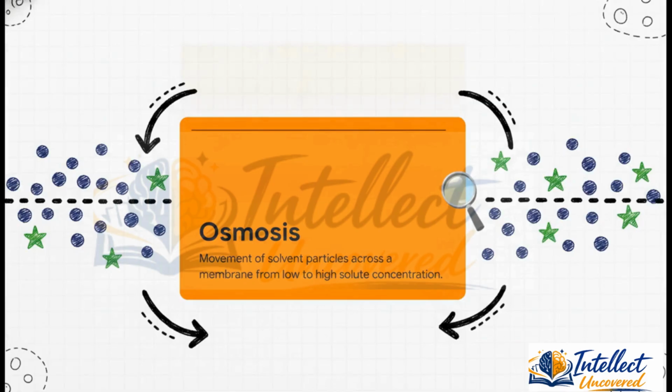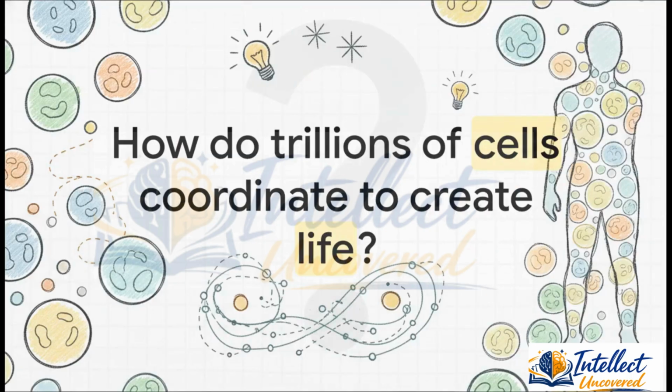Now, one highly specific and super crucial type of transport is osmosis. This is the movement of solvent particles, like water, across a semi-permeable membrane from a region of low solute concentration to a higher one. And this isn't just some dry textbook term. This is the vital, continuous mechanism that's regulating the water balance in every single cell of your body at this very moment. So we've looked at the mechanics, the history, and the structure.